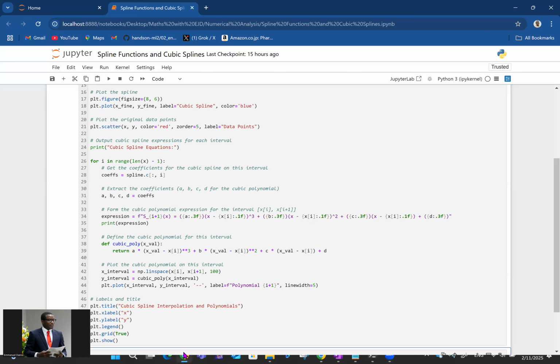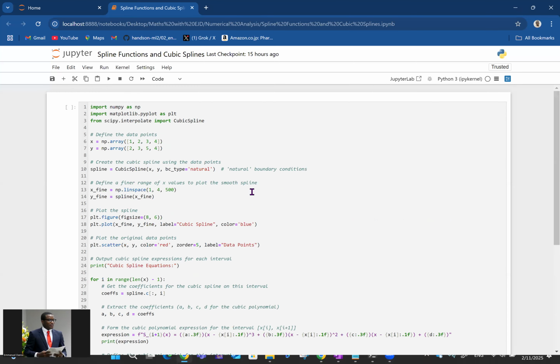So look at this now. These are the points we are interpolating: (1, 2), (2, 3), (3, 5), (4, 4), just like we had before. Yes, I think that's it, right? It's (4, 4). So (1, 2), (2, 3), (3, 5), (4, 4), like that.